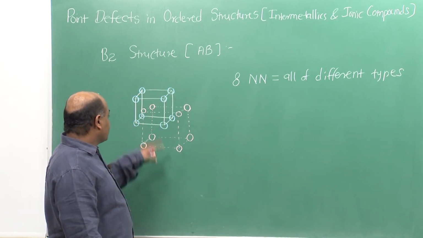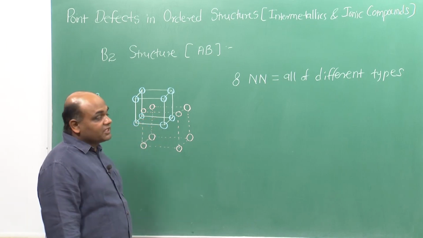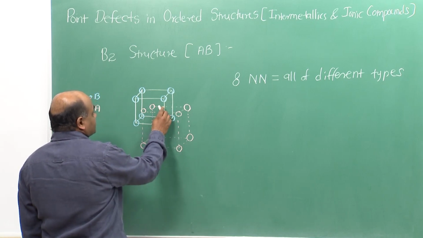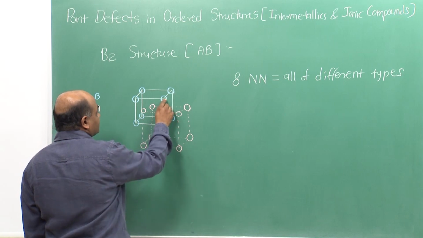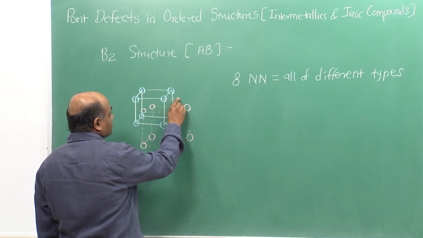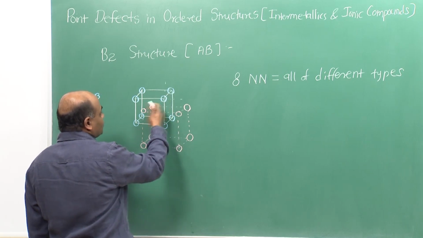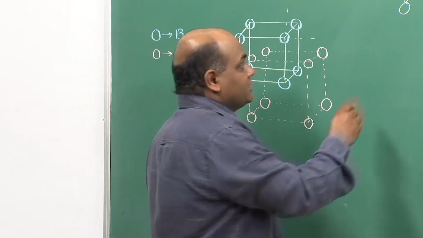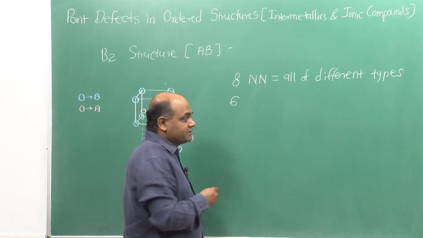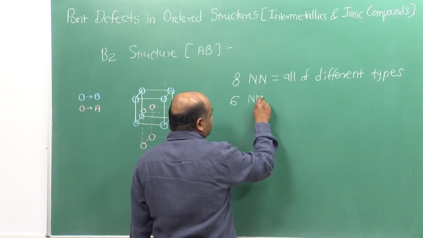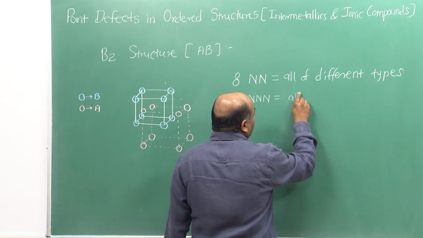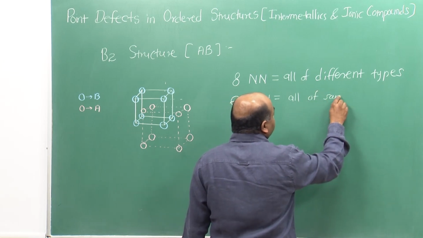And each atom has 6 second nearest neighbors. If you consider any corner atom, for example, you can see the 3 next nearest neighbors within this cube itself, and the other 3 you can imagine, one on the right, one on top, and one in the cube in front. So, there are 6 second nearest neighbors, or what we call next nearest neighbors. Let us denote it by triple N, 6 next nearest neighbors, and all of the same type.